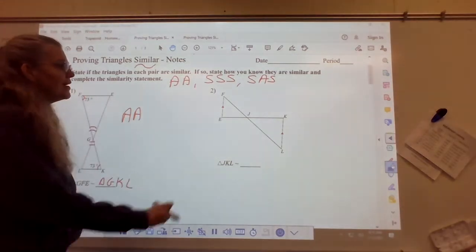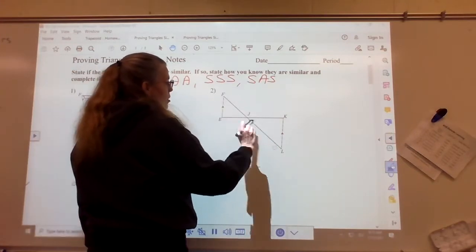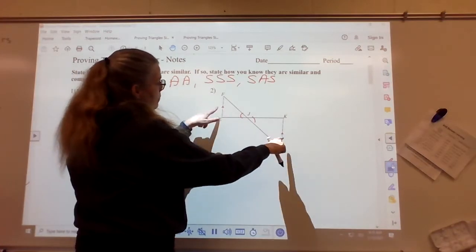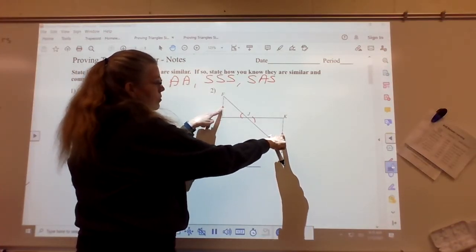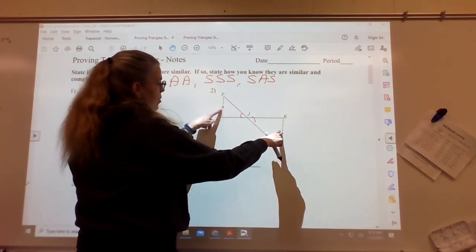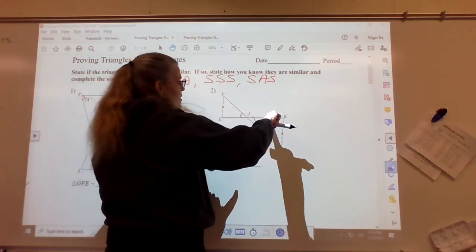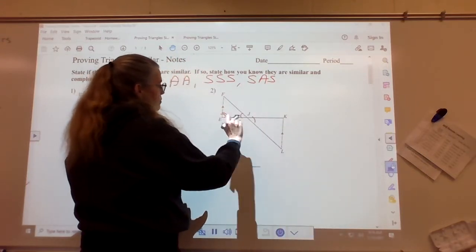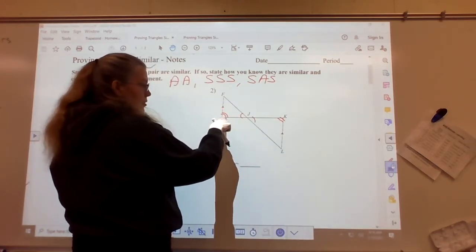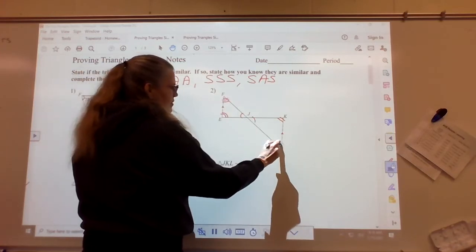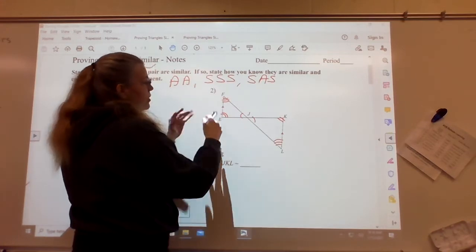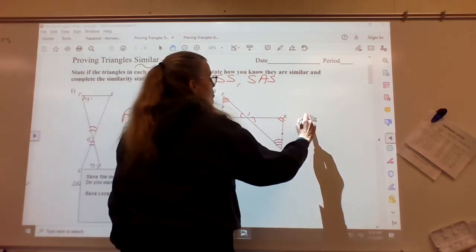Now, number two. Again, I've got this bow tie figure eight going on, so I can mark my vertical angles congruent. I don't have any other numbers, but I do know that these two lines are parallel. That's what that little red arrow means. This is parallel to this. Because those are parallel, I know that angle E and angle K are going to match. Remember, these are alternate interior angles. I can also mark F and L match. So now I have at least two angles that match. So angle, angle.